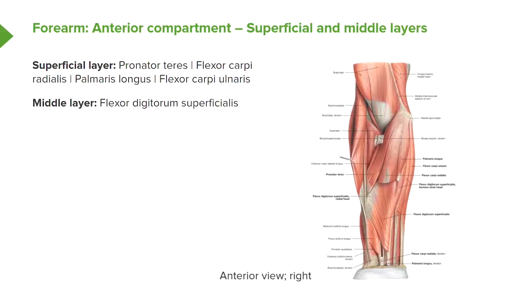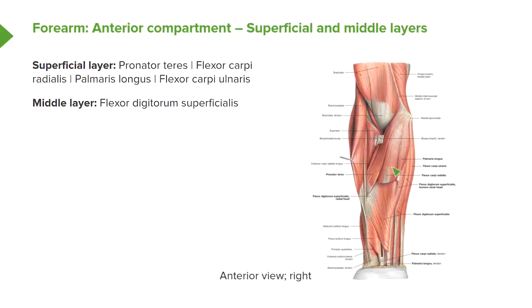We can also see in this middle layer, we have flexor digitorum superficialis. Flexor digitorum superficialis lies deep to this superficial layer. So to see that, we've just cut away a piece of flexor carpi radialis here. We can see a bit more of pronator teres running around here. And we've just reflected this muscle, brachioradialis.